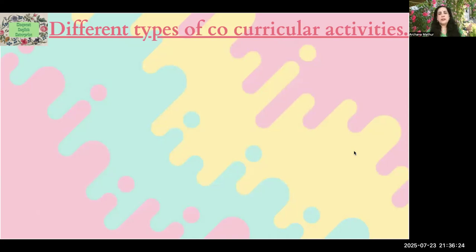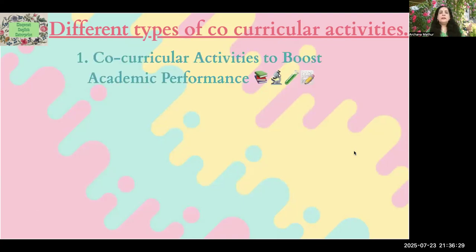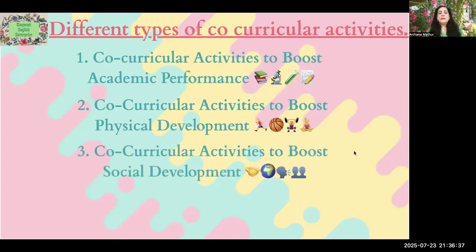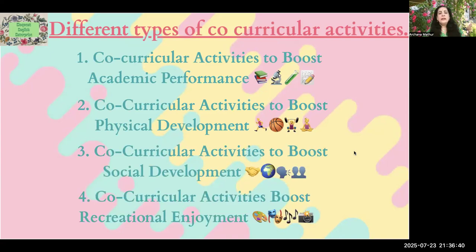Now it's not just one kind of co-curricular activity that we make our students participate in. There are different types of co-curricular activities, which I have classified here in 4 groups. The first group is co-curricular activities to boost academic performance. The second one is to boost physical development. Third is to boost social development. And last one, but not the least, is a group of activities which boost recreational enjoyment. Because if you make your students just study all the time, they will lose interest in studies. So all work and no play makes Jack a dull boy. That's absolutely true.